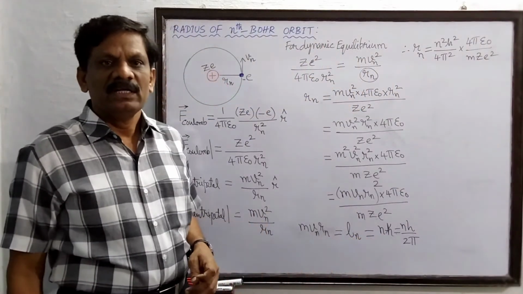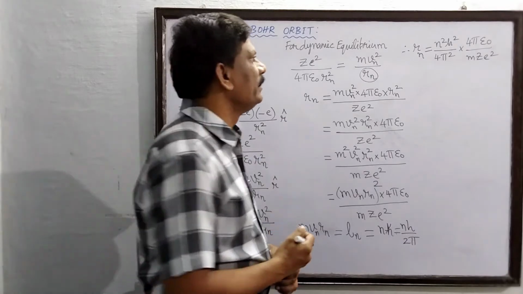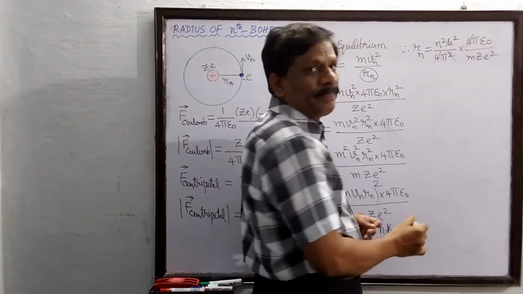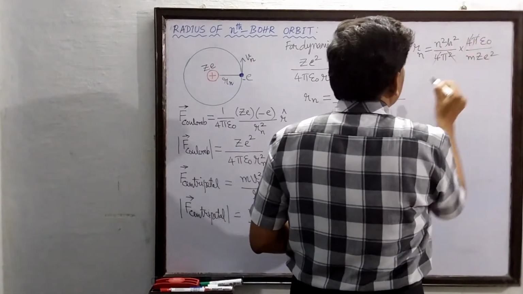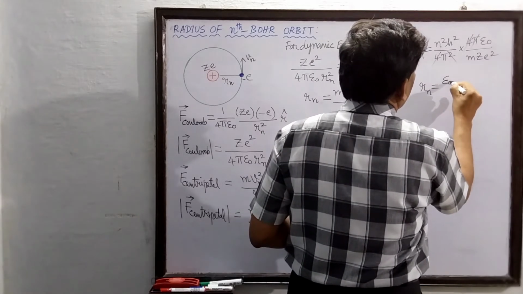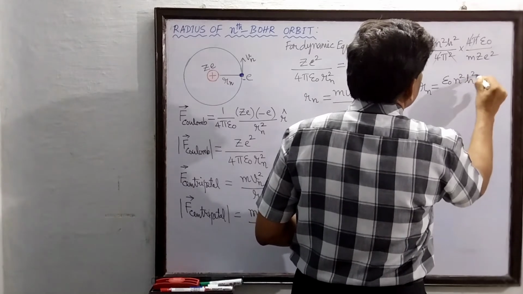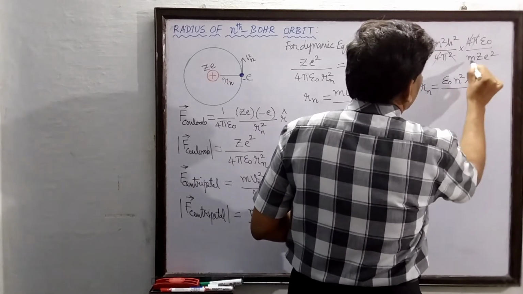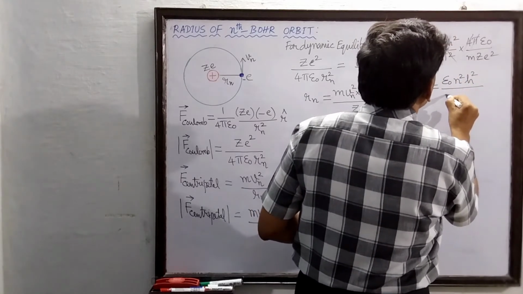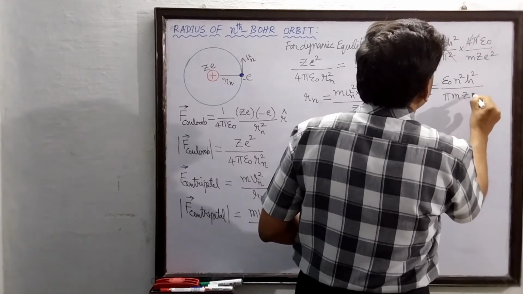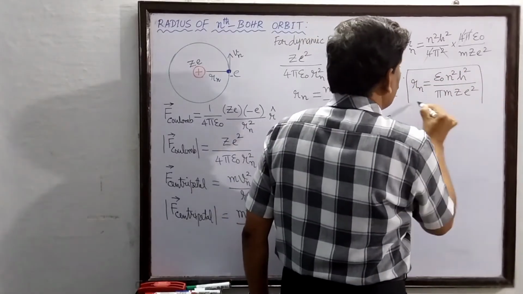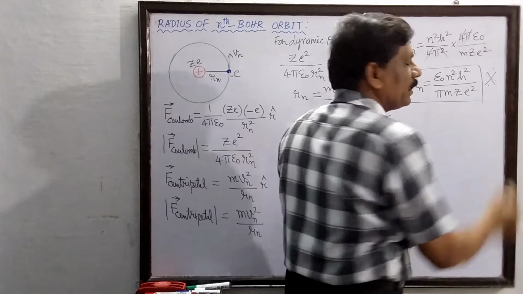Have you understood? Now which terms get cancelled? Let us see. This 4 is getting cancelled with this 4. Then this pi square can be cancelled with this pi. Therefore, the remaining term Rn is equal to epsilon naught n square h square divided by pi m z e square. I will highlight this equation. This equation is very, very important in competitive exams.